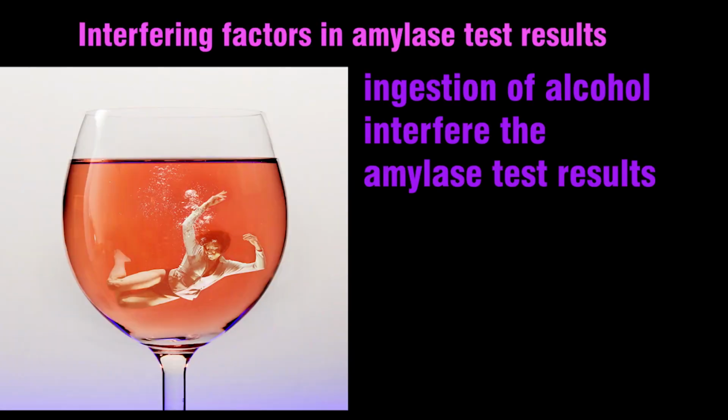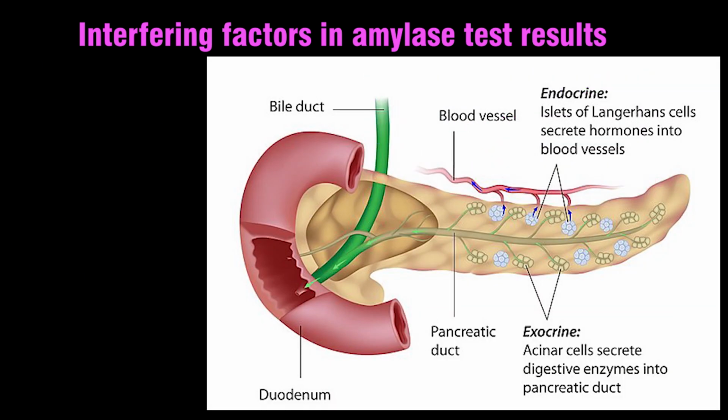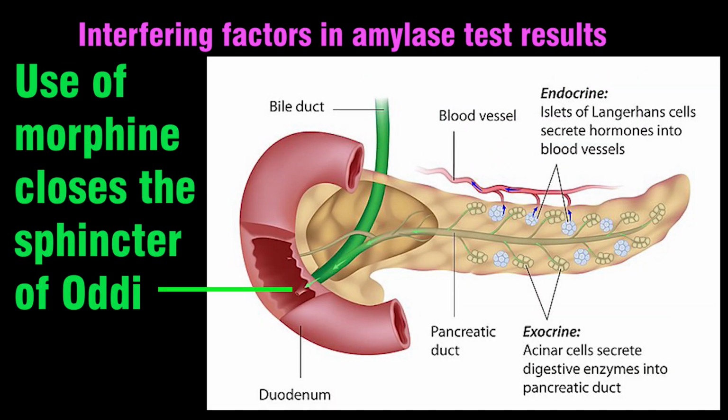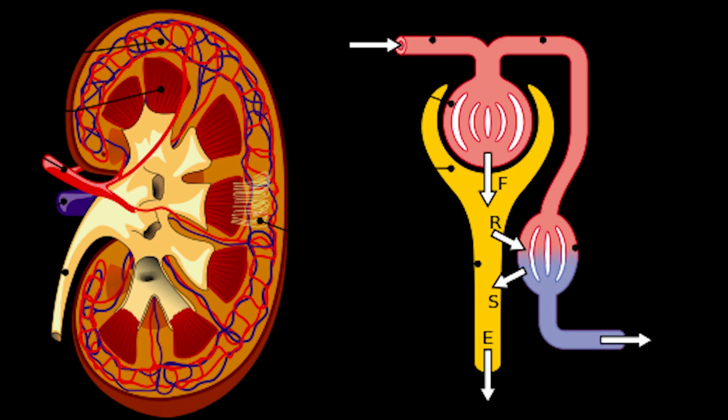The interfering factors: ingestion of alcohol prior to the test, recent use of morphine that closes the sphincter of Oddi, heroin addiction. The urine amylase. The human plasma amylases are small molecules with molecular weight varying from 55,000 to 60,000. So the enzyme is small enough to pass through the glomeruli of the kidneys, and amylase is the only plasma enzyme normally found in the urine.